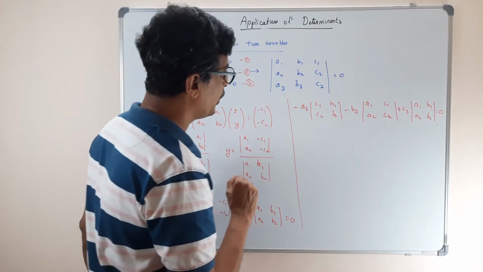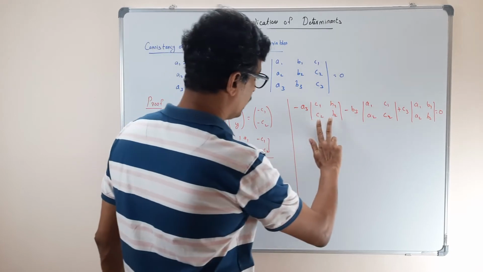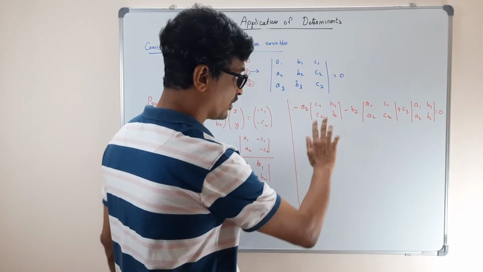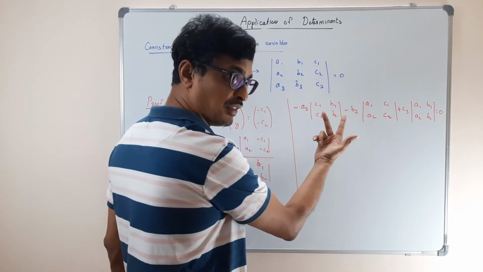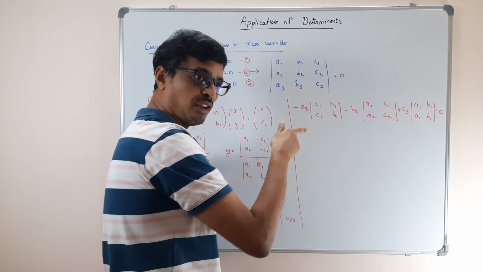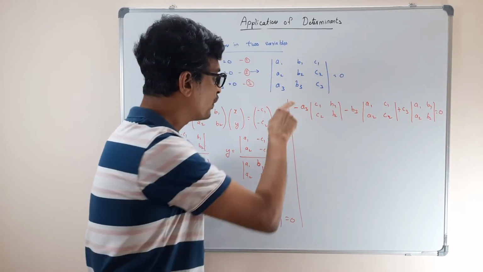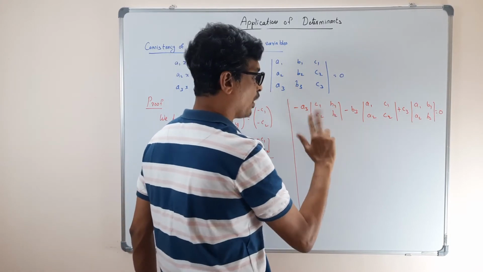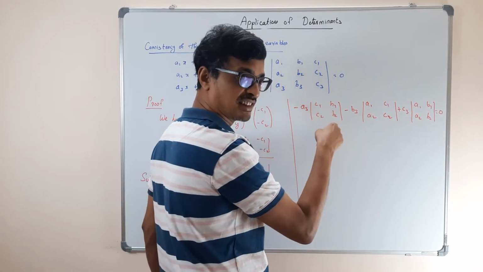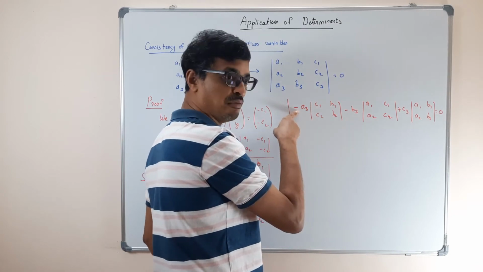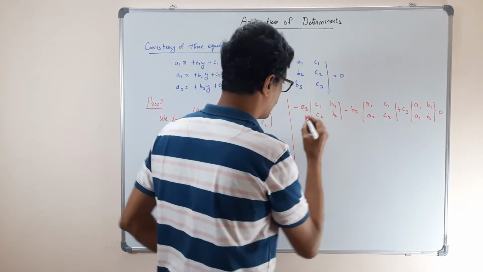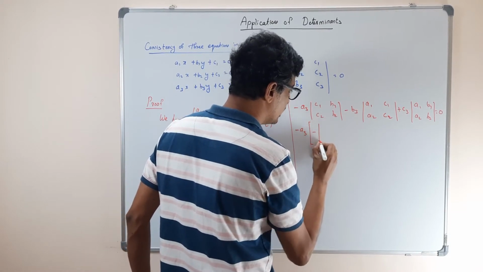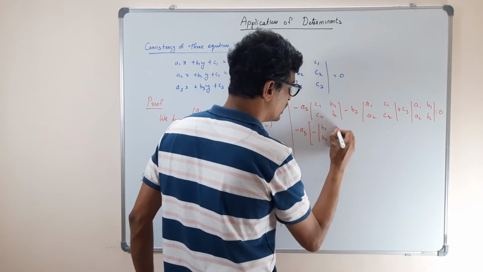Now, let me do one jugglery. Let me swap this column. If you remember, we had another determinant property. The moment you swap the columns or rows, the determinant will change the sign, correct? So since it's minus, if I write B1 here and C1 here, that means I am swapping it. So then the determinant becomes minus. So that minus will become the plus. You got it? So what I'm saying is this is minus A3 into minus determinant of B1, B2, C1, C2.